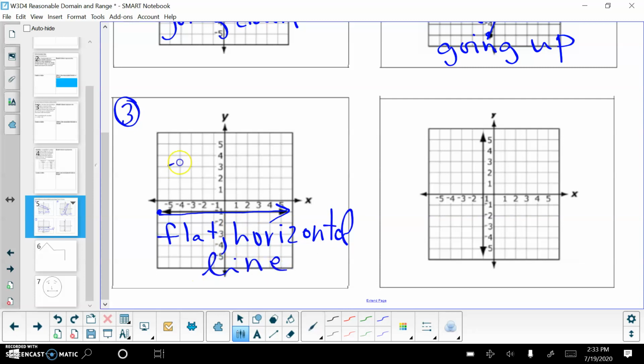A line like this has a 0 slope. It is not positive or negative, it's just 0. As in, yes, the number 0. The slope is 0. Okay.